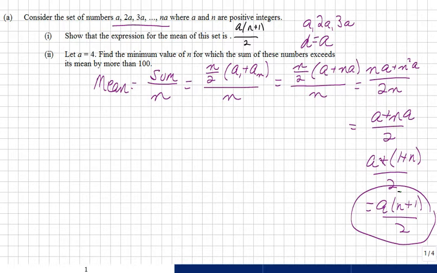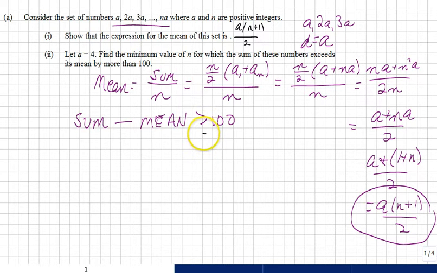Part 2. Let a equal 4. Find the minimum value of n for which the sum of these numbers exceeds the mean by more than 100. So that's what we're after here. We want to take the sum of the sequence, subtract the mean of the sequence, and we want that greater than 100. So we're trying to find the value of n, or in other words, the number of numbers it's going to take in order for that to be true.